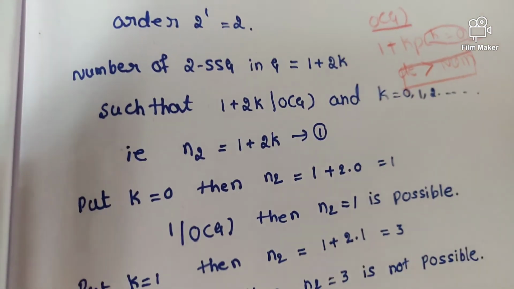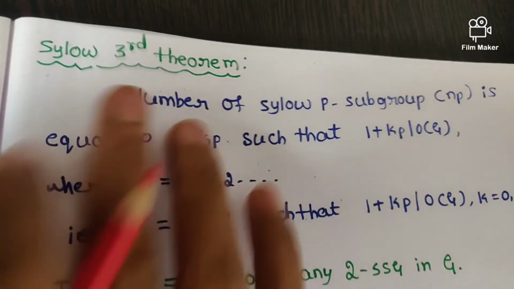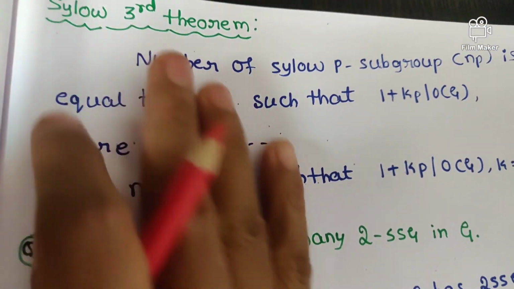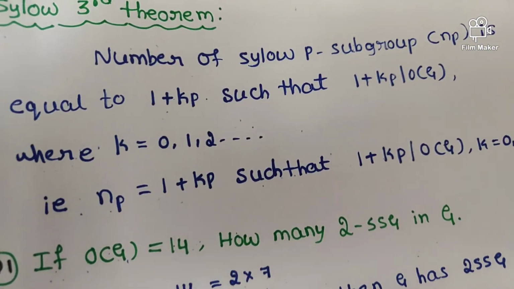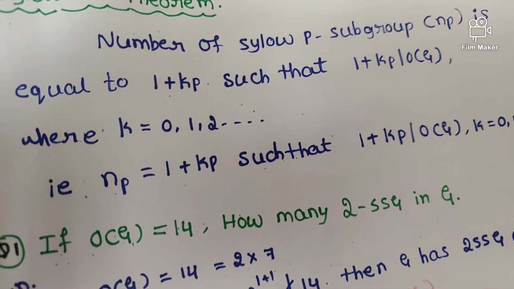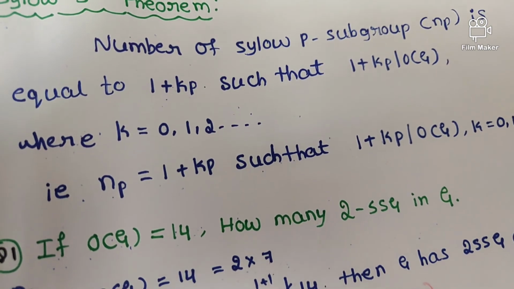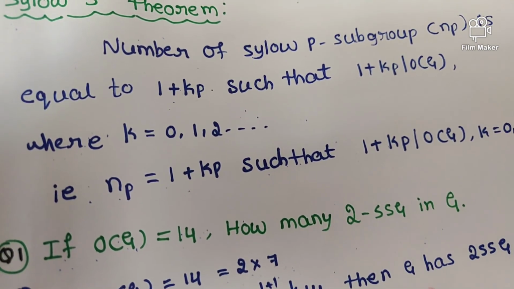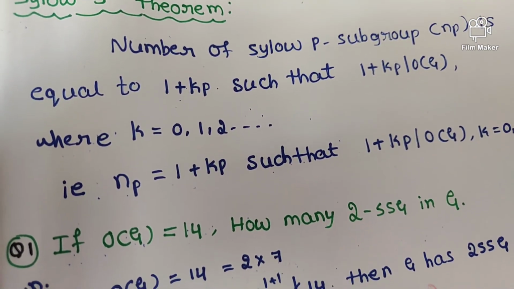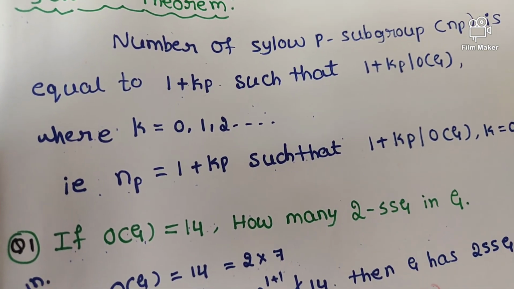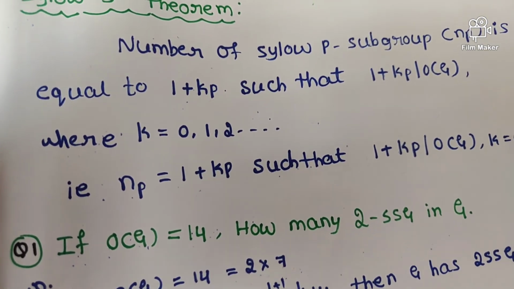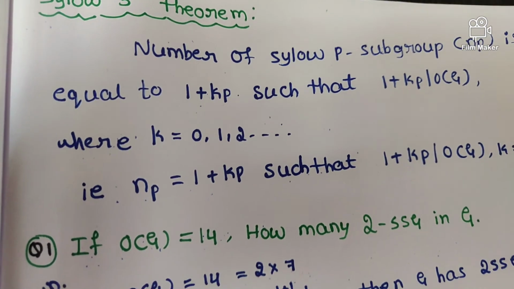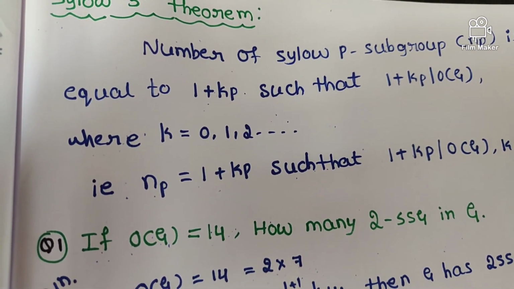So this is what the Sylow third theorem says, guys. This is the most important topic, the most important example in your CSIR as well as NET exams. Sometimes they ask for part C, sometimes for part B also. So just keep remembering this formula. This is very simple. Solve more problems.